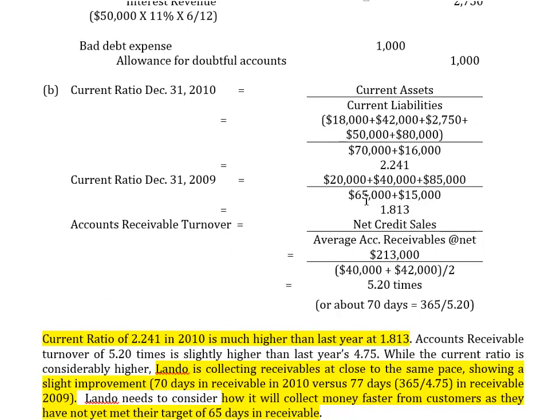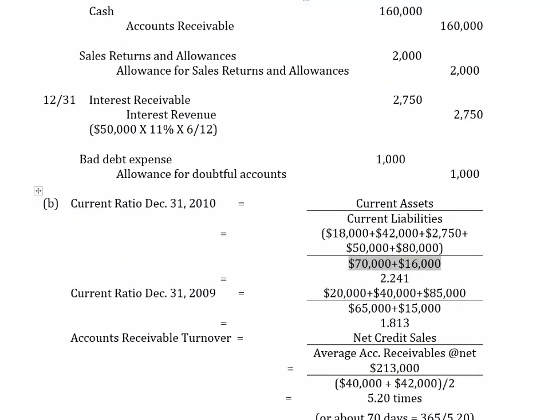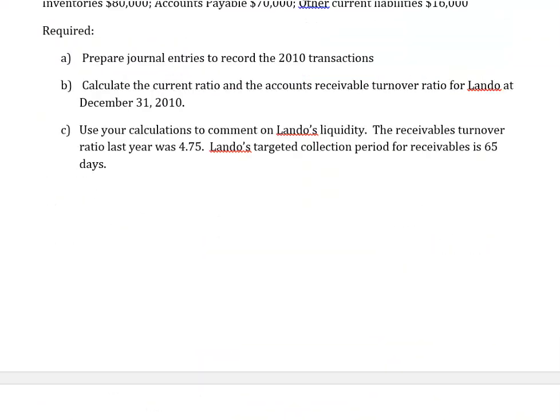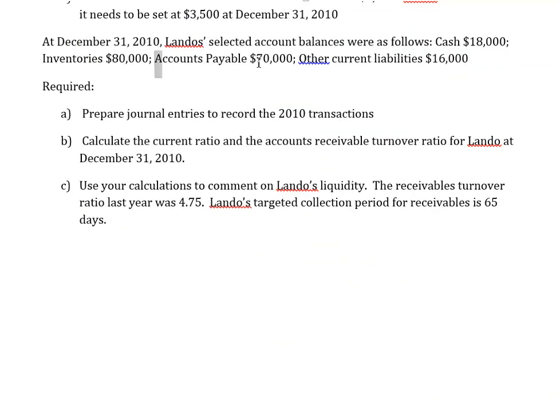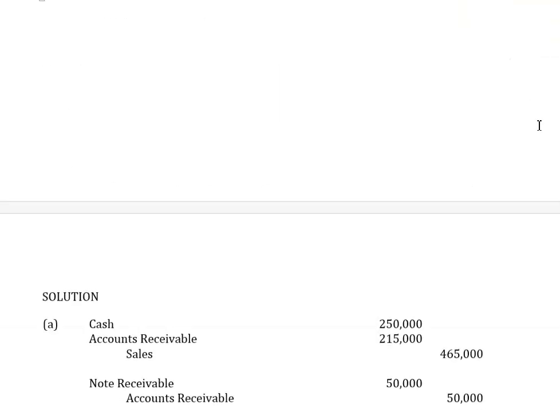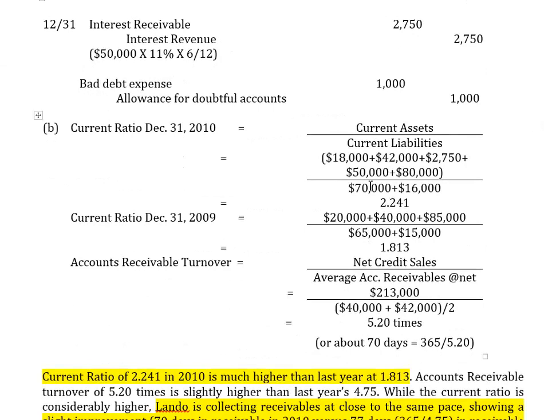So now, if we take this numerator that we've calculated and divide it by our denominator, which is our current liability balance for the end of 2010, and we've given you that information here. We've told you that your accounts payable and your other current liabilities were $70,000 and $16,000 respectively. So we can use that here and find that our current ratio is 2.241. Now, how does that compare to 2009?